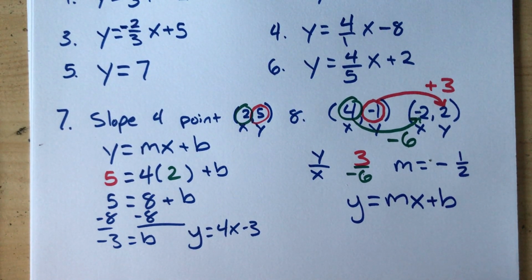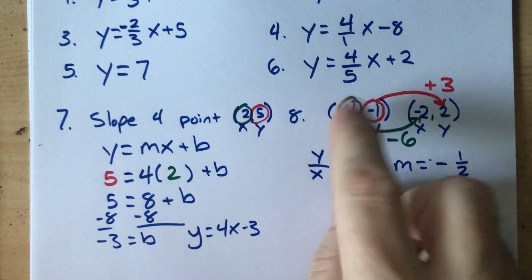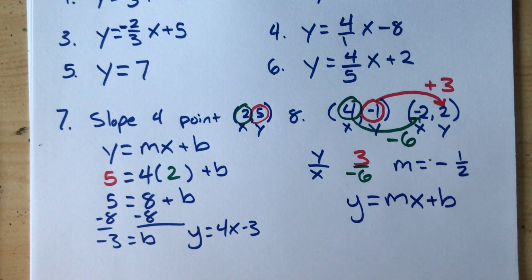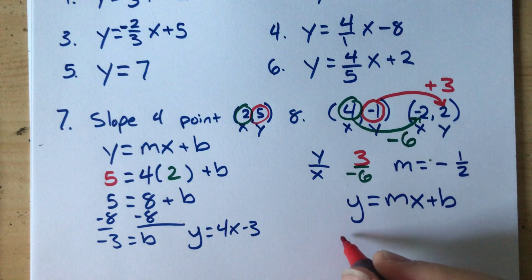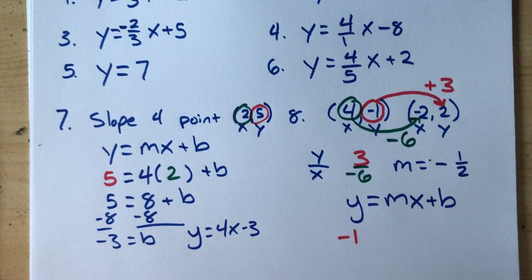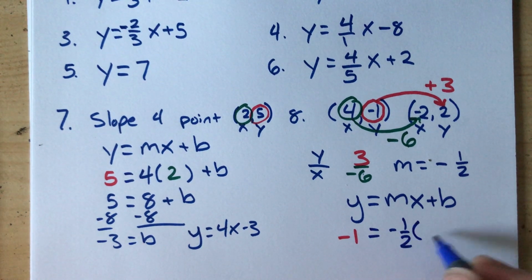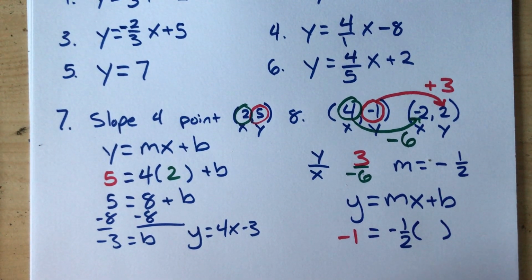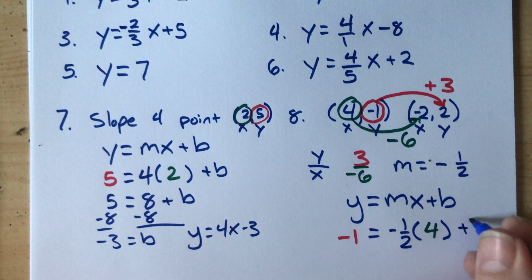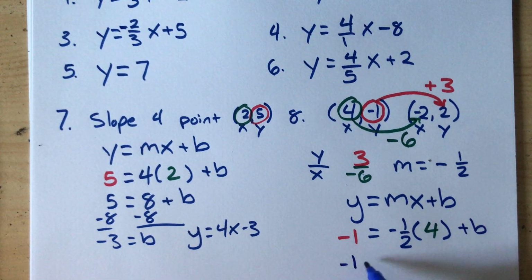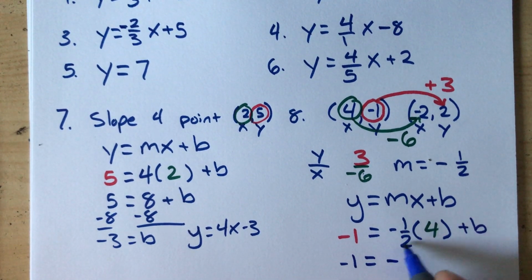Since I don't want to mess up my signs, I'm just going to use these ones I've already circled. It just seems easier for me. I'm going to use the negative 1 for y. I'm going to plug in my negative 1/2 slope for m, parentheses for x. The x value is a 4. And then plus b. So writing it out, I got negative 1, so this is a negative times a positive. It's still a negative. Half of 4 is 2.